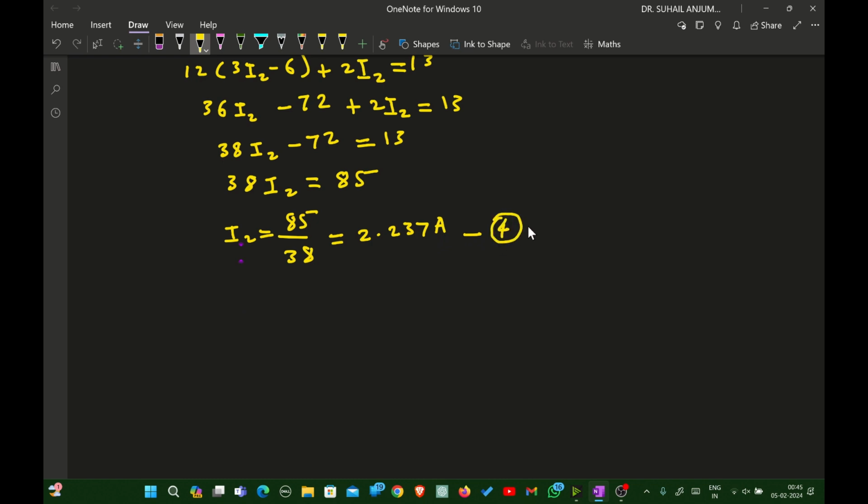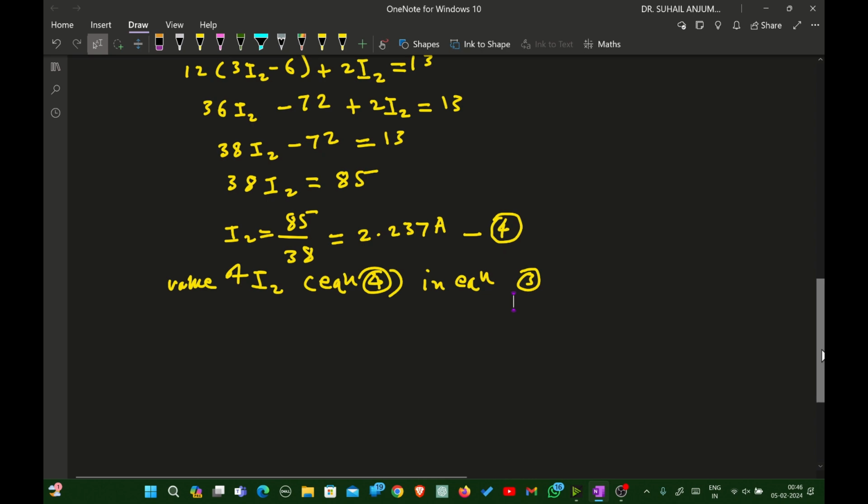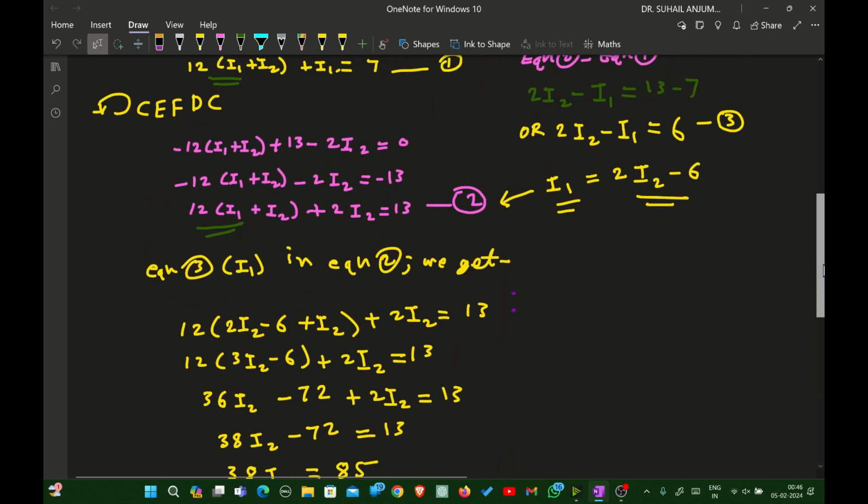Okay. Now to find out the current I1, what we have to do is substitute the value of this I2 current there. So we will substitute this value of I2 from equation number 4 in equation number 3. So what is our equation number 3? You can just see here. Yeah, this is equation number 3.